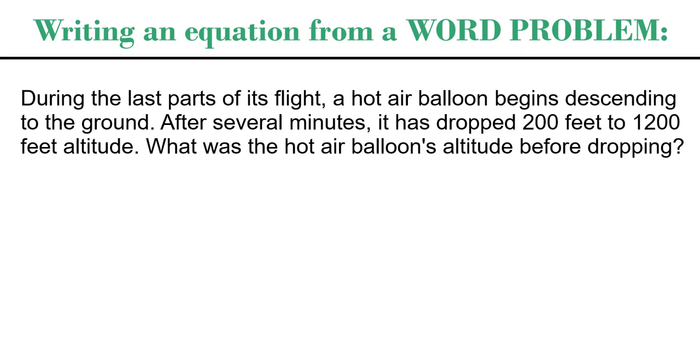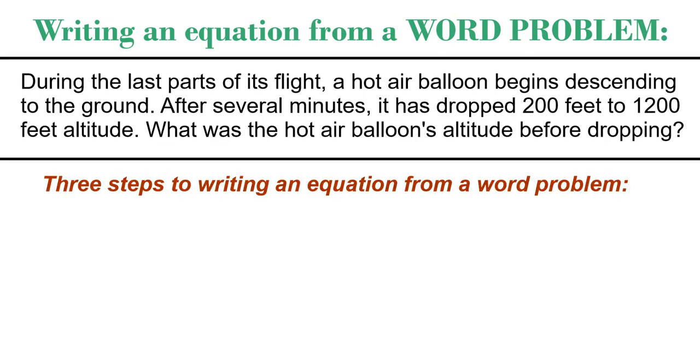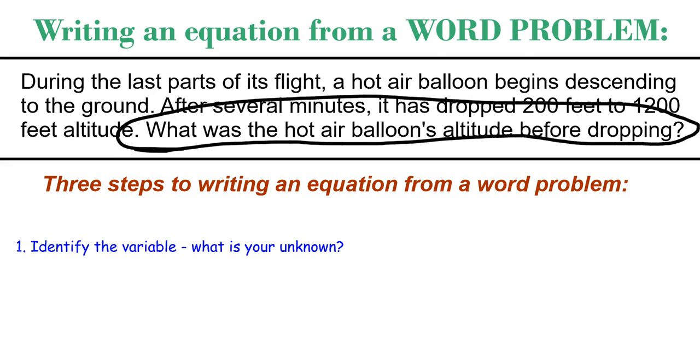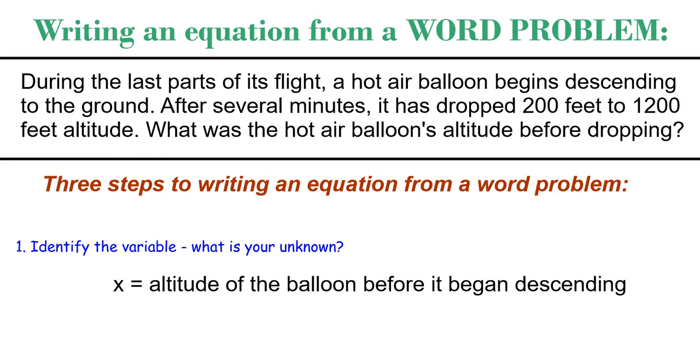And so one of the things that we need to do anytime that we're going to write an equation to represent a word problem is we need to identify what exactly our unknown is. Because if we don't know what our variable is going to represent, we can't write a very good equation. So in this case, the unknown variable, the thing we're trying to find, is the hot air balloon's altitude before dropping down to 1,200 feet. And so we can write that down as a part of our process. In fact, in class, I'm going to ask you to write those down so we can keep very strict progress on how we're going. Is just to identify the variable, the altitude of the balloon before it began descending.